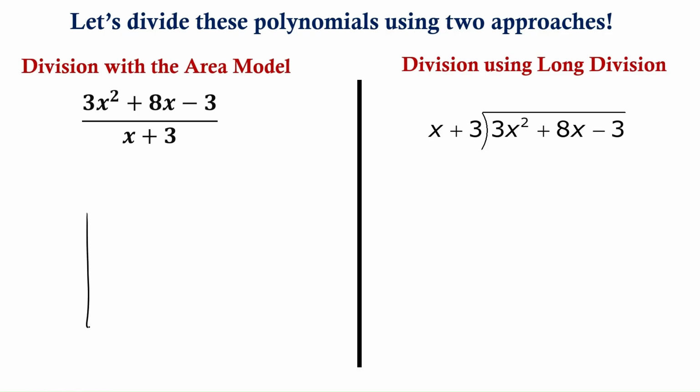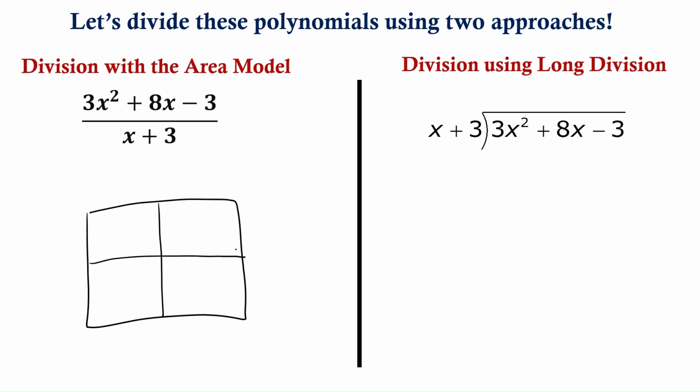So I have my area model. I'm going to do a 2 by 2 area, and the polynomial that's on the bottom is the factor that we know. We've been talking about multiplying two factors together and finding the area. We know one of the two factors and we know the product of those two factors. That's the polynomial that's on top. We're going to put the factor that we know on the side here. So I'm going to put x plus 3.